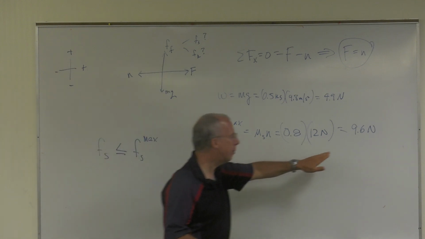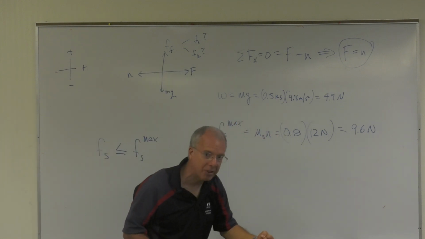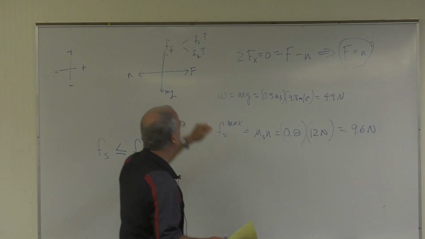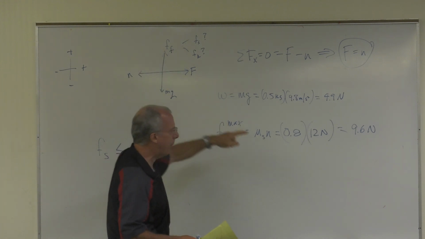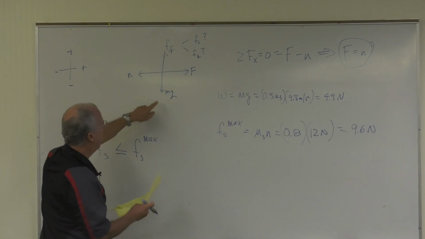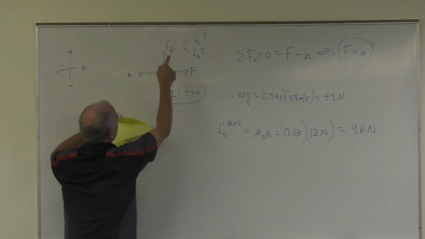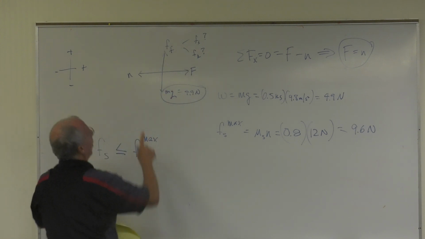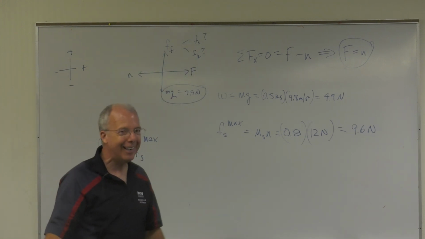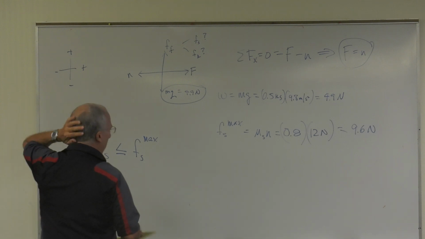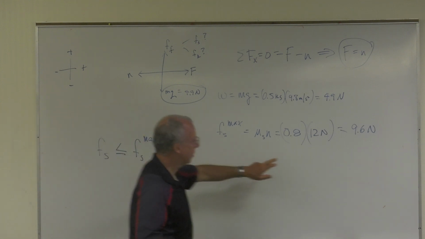It can't be 9.6. I mean, Fs max is 9.6, right? But the frictional force can't be 9.6. I mean, think about it. This here is 4.9, right? If this were 9.6, what would this silly thing do? The block would go up. That'd be weird, right?